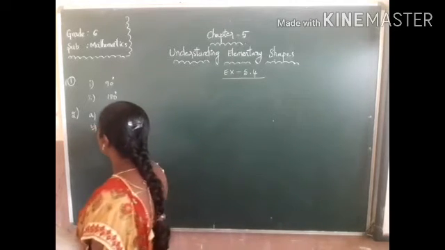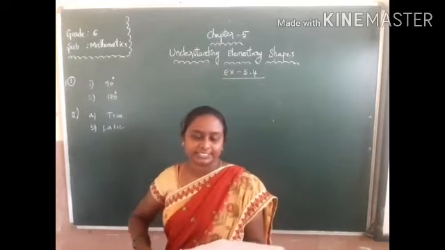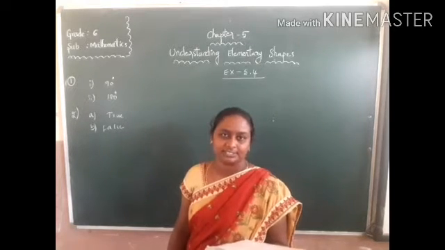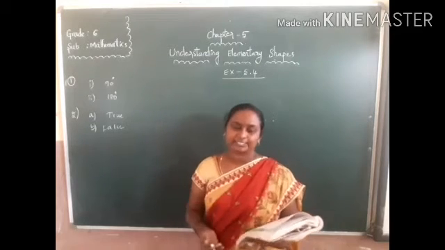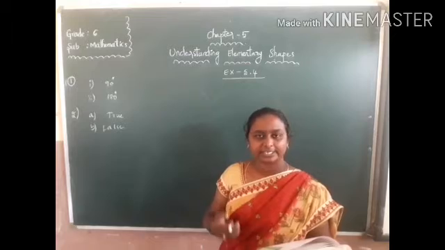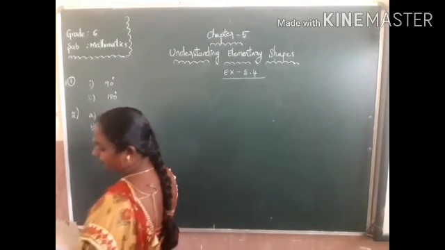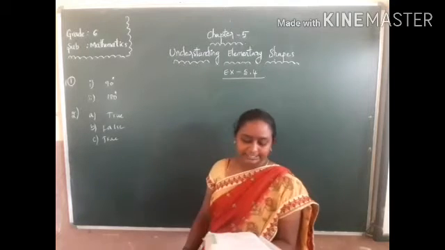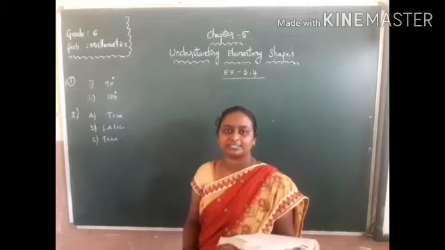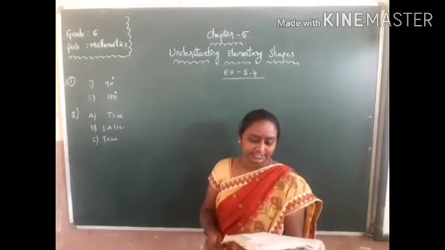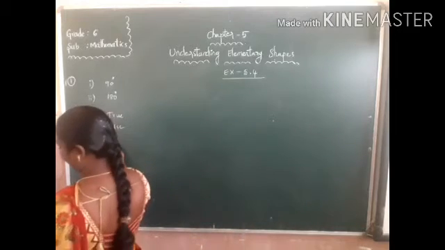So it is false. The measure of a reflex angle is greater than 180 degrees. Reflex angle is greater than 180? Yes, it is greater than 180 degrees and less than 360 degrees. So it is true. The measure of one complete revolution forms how many degrees? 360 degrees. Is it true? Yes, it is also true.